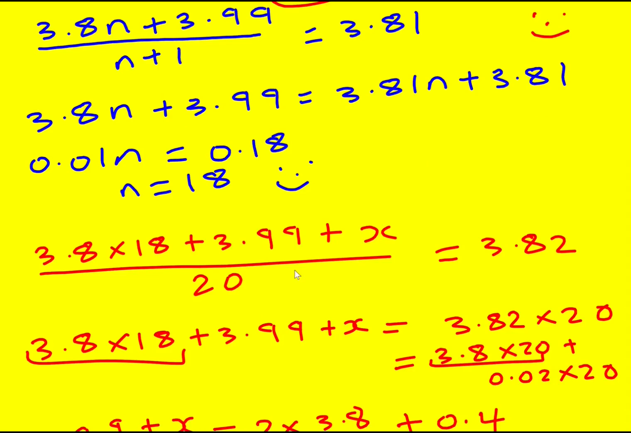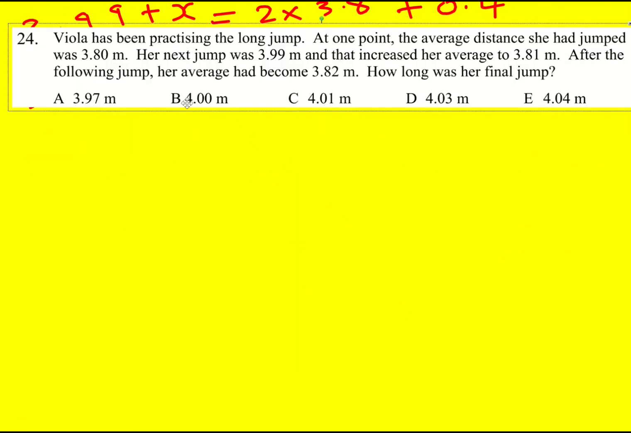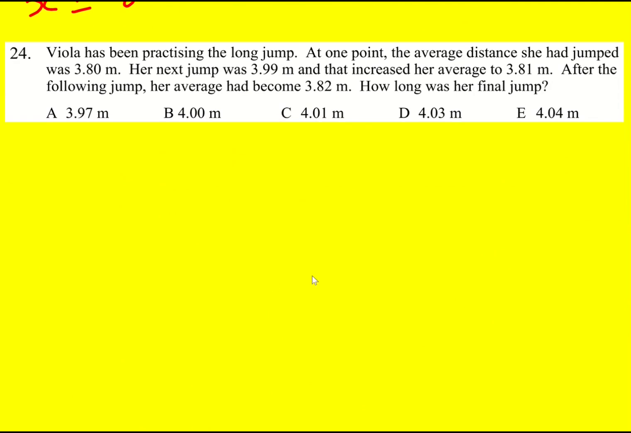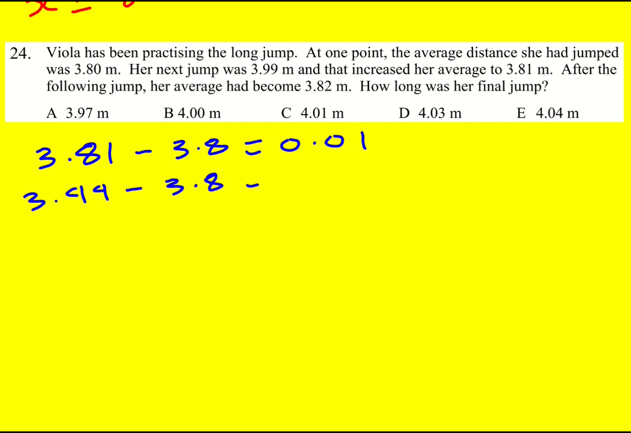Now I'm going to show you one more way of doing this question, which is really nice. I didn't think to do it like this. One of my students did it this way, and they explained it, and I was like, wow, fair play. So we've got an average going up from 3.8 to 3.81, which means it's gone up by 0.01. Now the jump itself is 3.99, and that is 0.19 more than the original average.